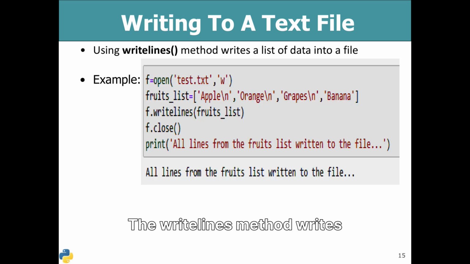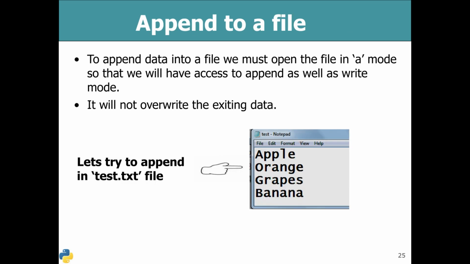The writelines method writes a list of strings to a file. Each list item should end with a newline for separate lines, streamlining structured data writing. To append data without overwriting, open the file in a mode. New data is added to the end, preserving existing information, as shown when appending to test.txt.